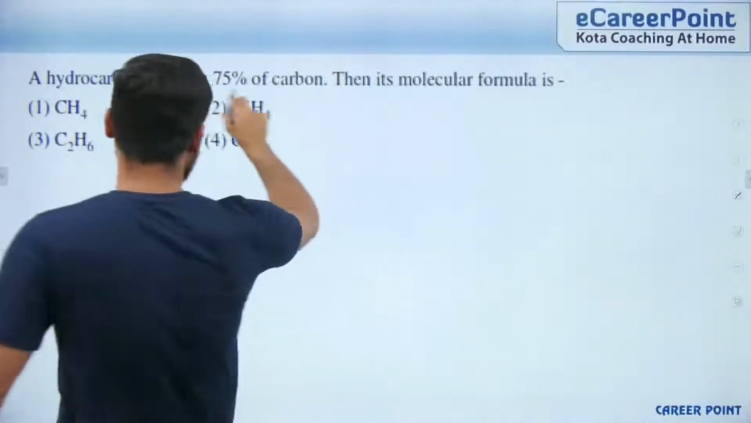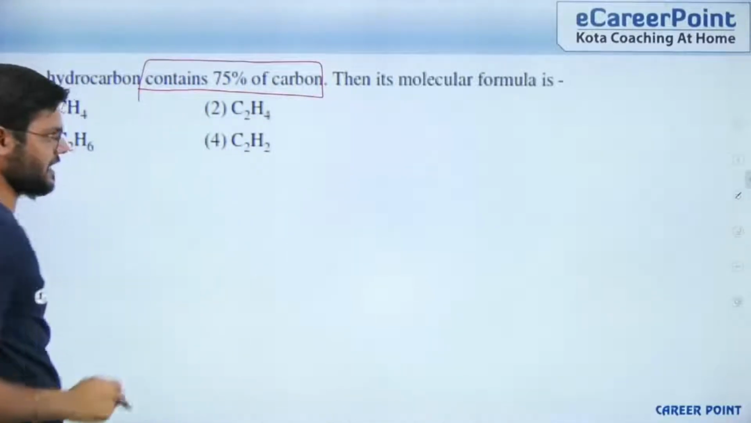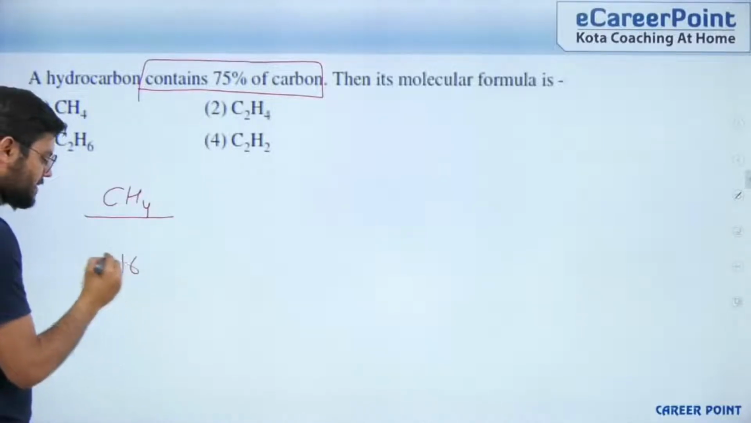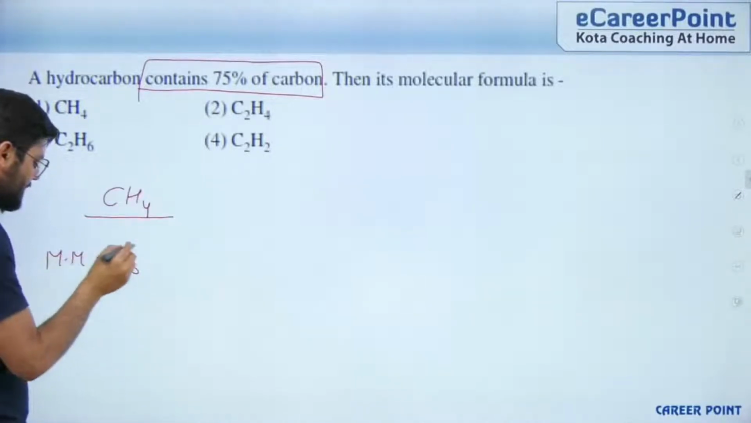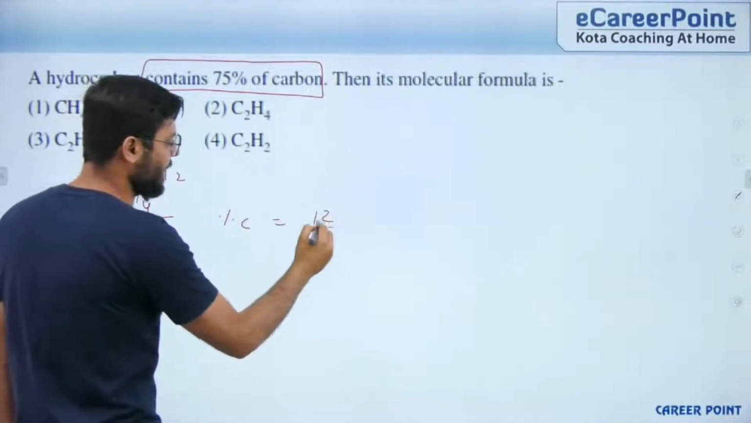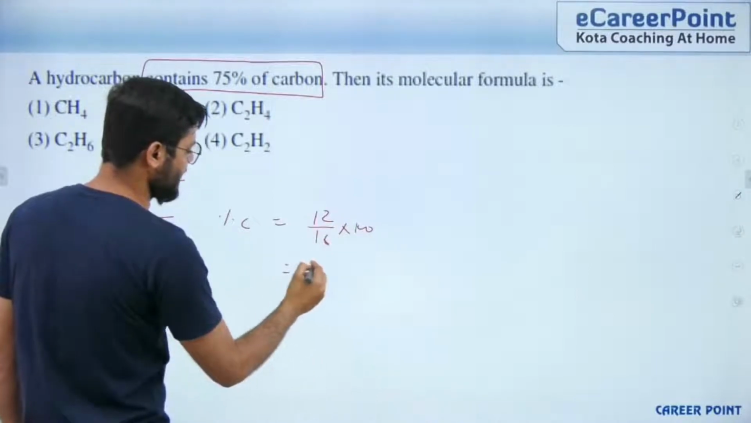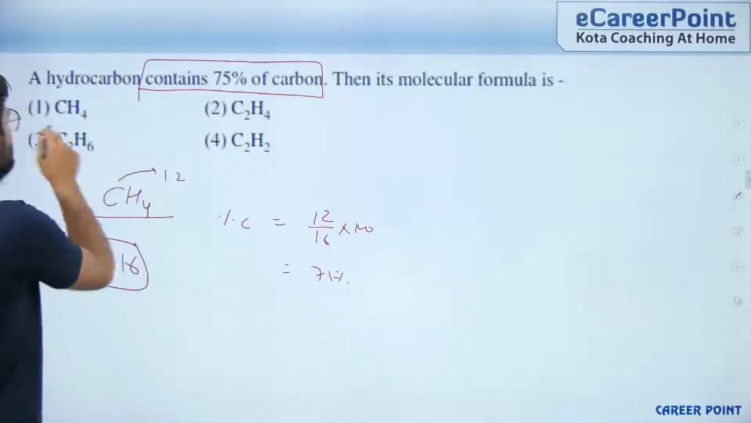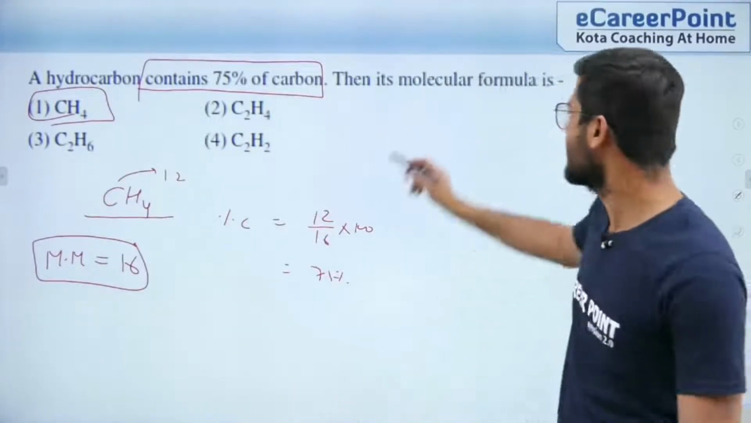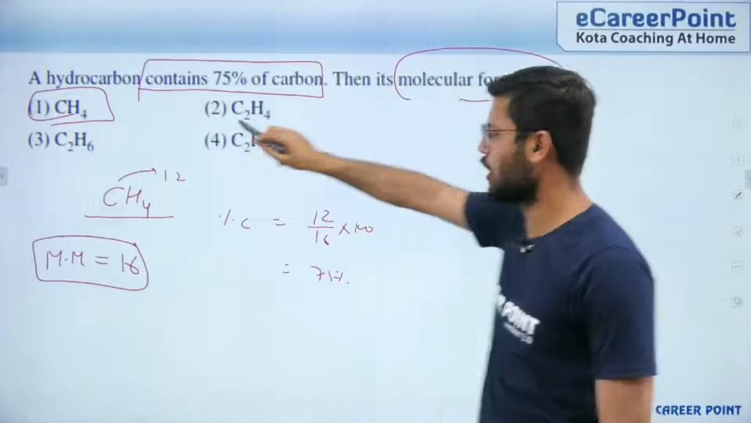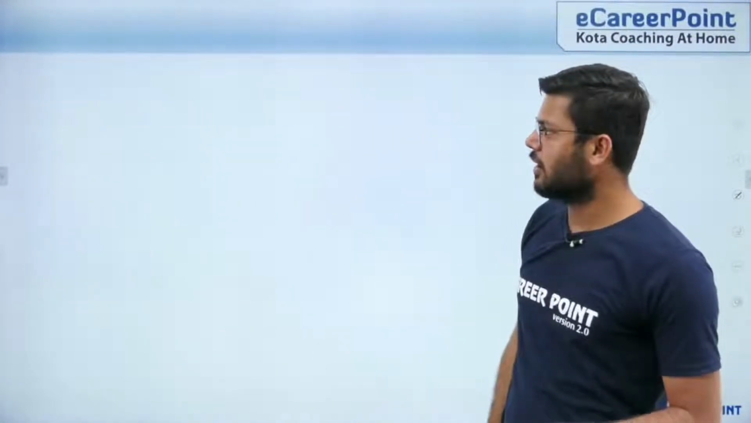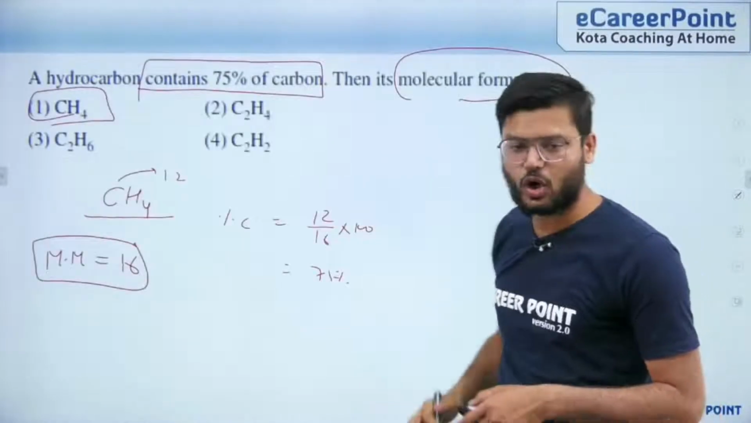A hydrocarbon contains 75% of carbon. In the last class we have seen CH4, if you remember. The total molar mass is 16, and carbon is 12. So the percentage of carbon is 12 by 16 into 100, which is 75%. So yes, CH4 is the hydrocarbon with 75% carbon. This is the molecular formula which has 75% of carbon. Okay, so be careful.